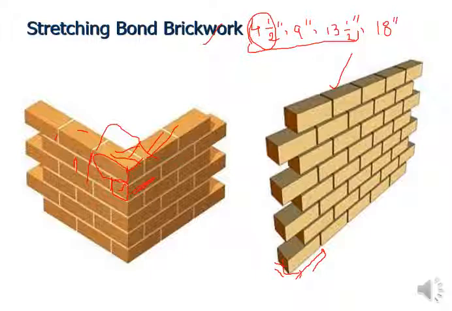So what do you conclude from here? For all of the odd courses, 1, 3 and 5, at the corner you have the 4.5 inch dimension and the others are stretchers, 9 inch. Here you have the 4.5 inch dimension, here you have the 4.5 inch dimension. This is a very important conclusion, and that is true for all types of brick bonds.